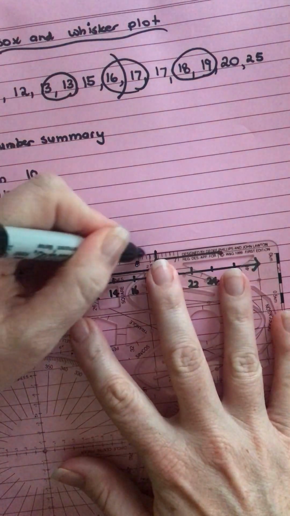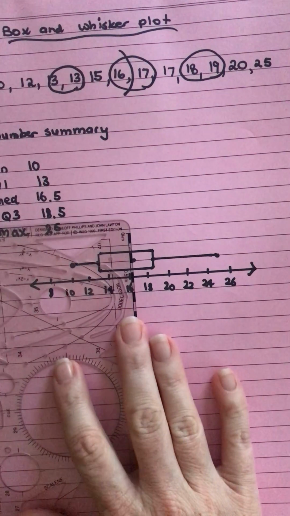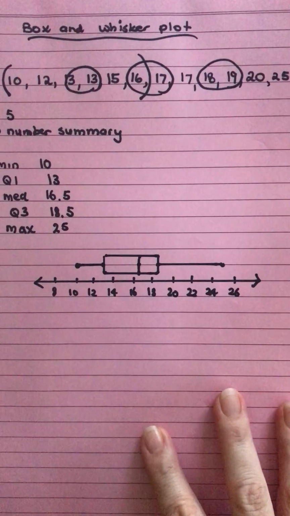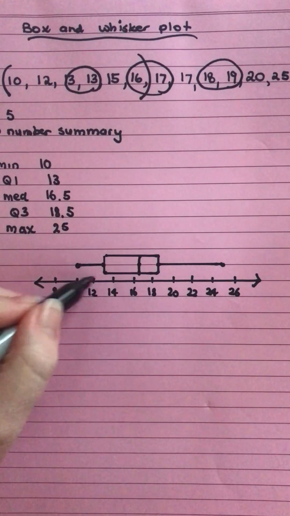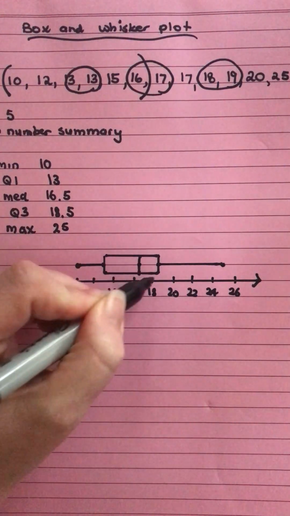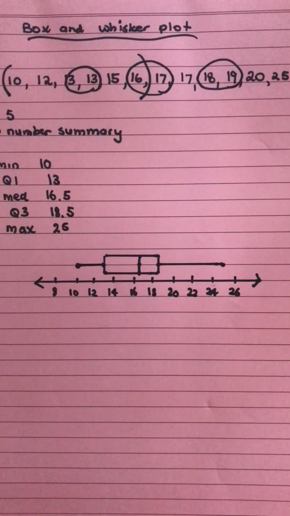So this box here shows my middle 50% of the data, and then I put a line here that shows where my median is. So if I was looking at what percentage I had, I would say there's 25% here, 25% in that first box, 25% here, and 25% there. So that's how my data is divided up.